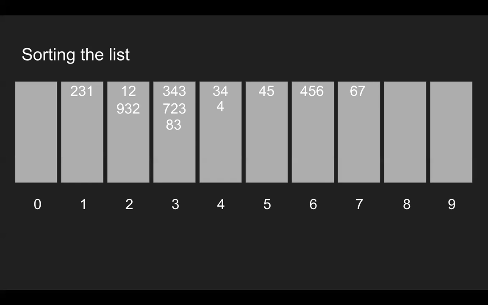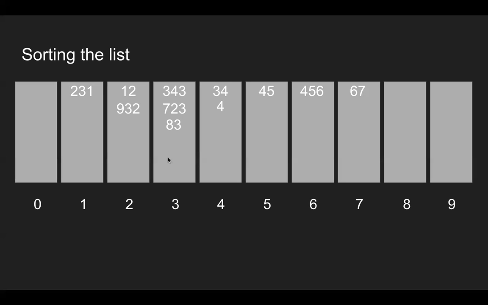And when you have a number that has the same least significant digit as another number, it goes under the one that came before it in the list. So 12 came first, then 32, so you keep it that way. You don't sort it. 343, 723, and 83 came in that order in the list, therefore they're in that order in the bucket.